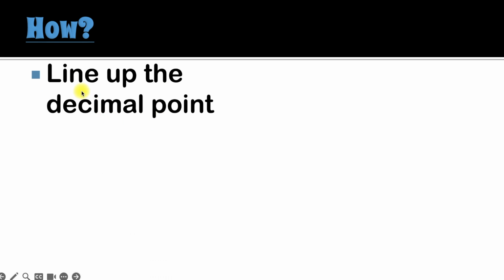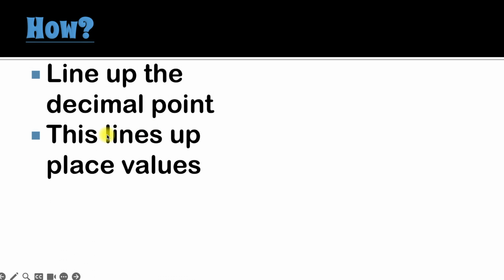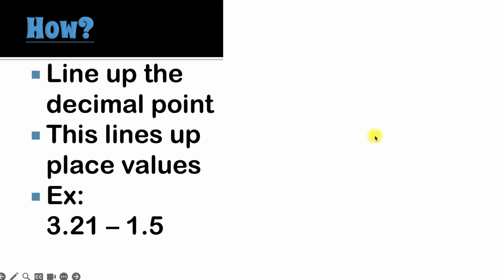So first of all, how exactly do we subtract decimals? Well, there are a few steps. The first thing, and the most important thing, is to make sure that you line up the decimal point. Why is that important? Well, that's important because when you line up the decimal point, it helps you line up your place values. Let's say, for example, we have 3.21 minus 1.5. And let's also clear a workspace here. So we'll start by writing 3.21, and then we'll write 1.5.